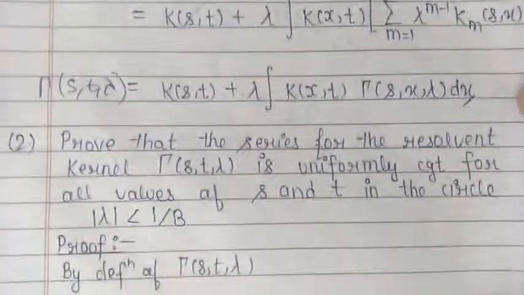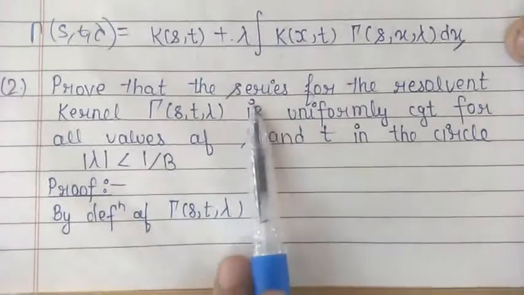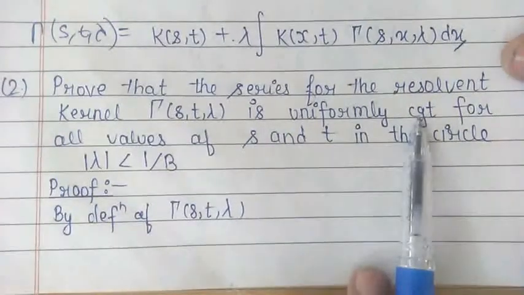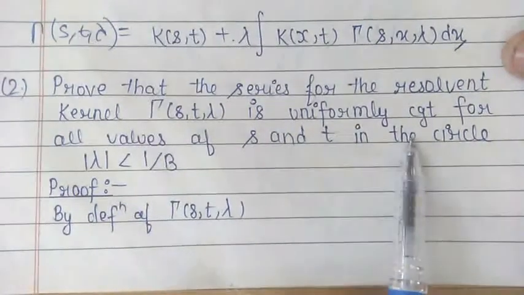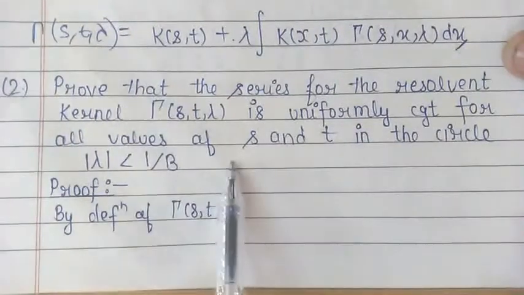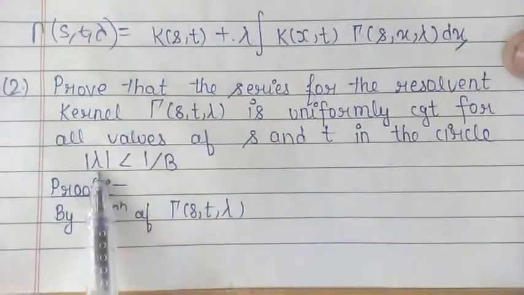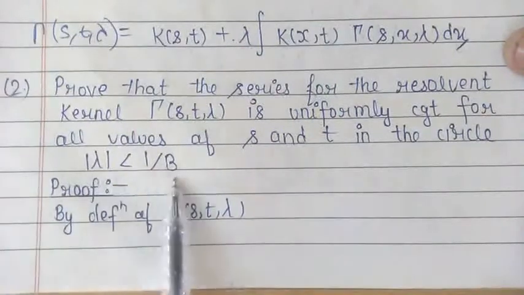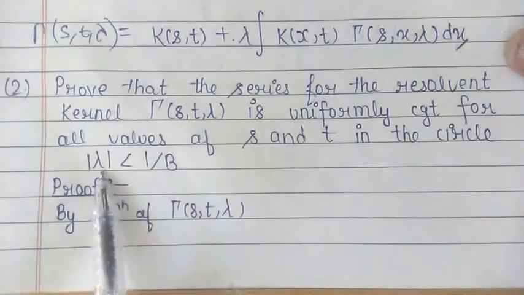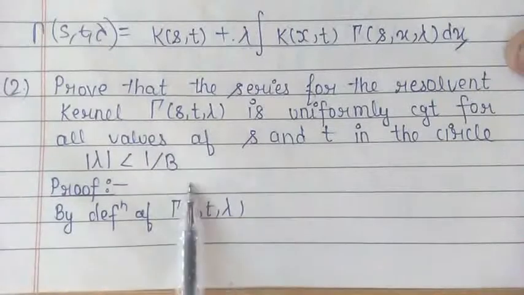Now the next property is that the series for the resolvent kernel is uniformly convergent for all the values of the variables s and t in the circle |λ| B less than 1, or we can say |λ| less than 1 by B.